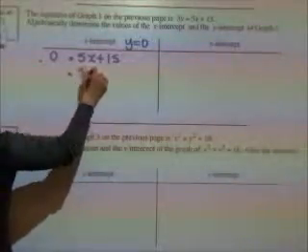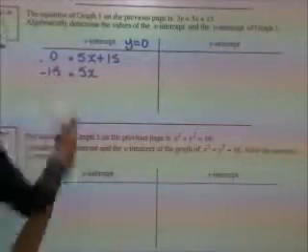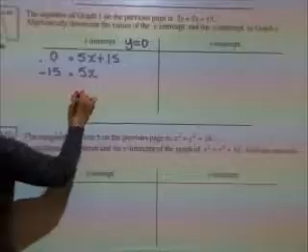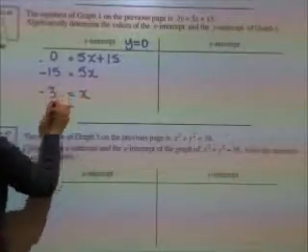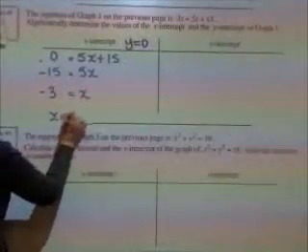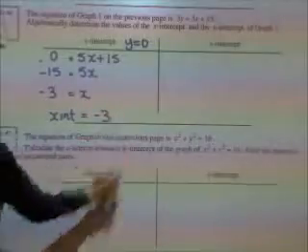How do I get 5x by itself? So if I subtract 15 on both sides, I'm left with a 5x on the right-hand side. What do I have on the left-hand side? And how do I go from 5x's to 1x? Divide by 5, and what would x equal? So the x-intercept equals -3.